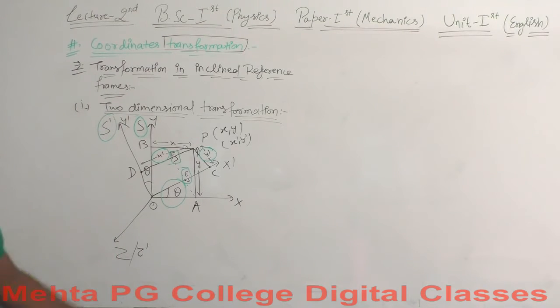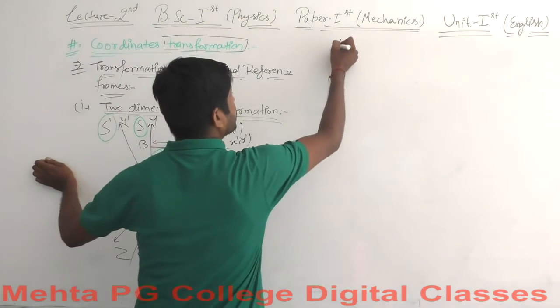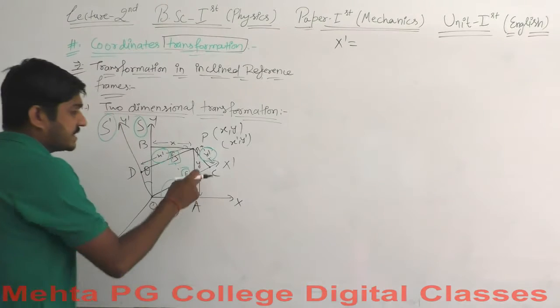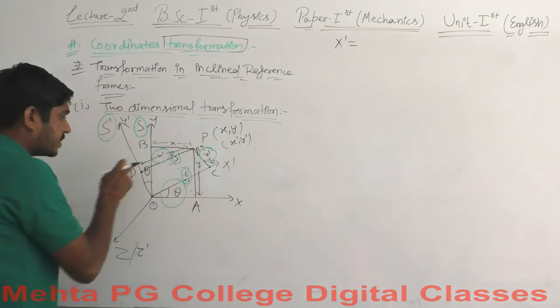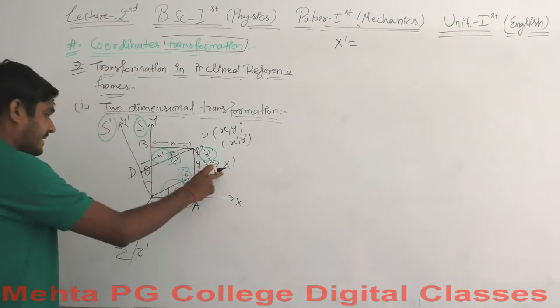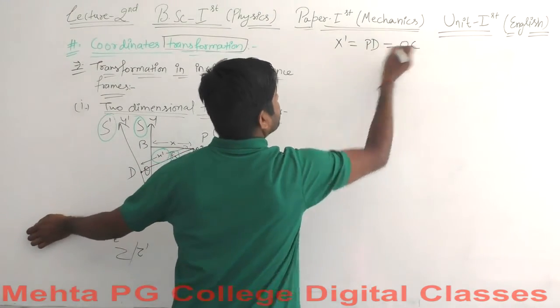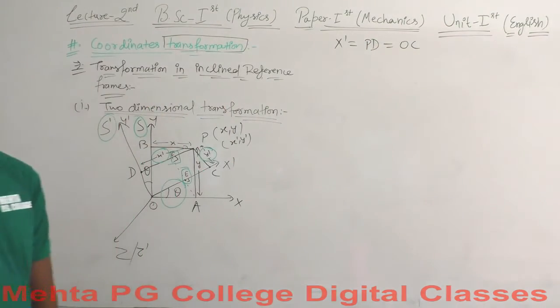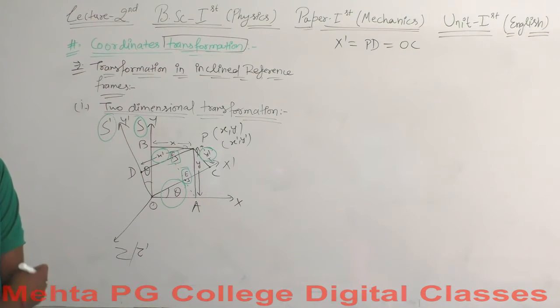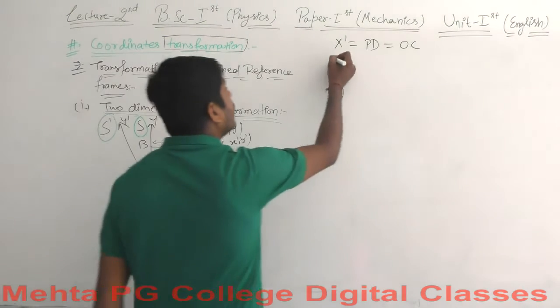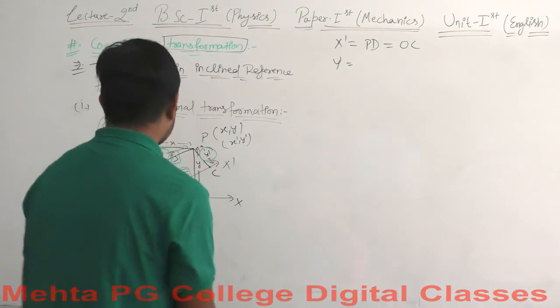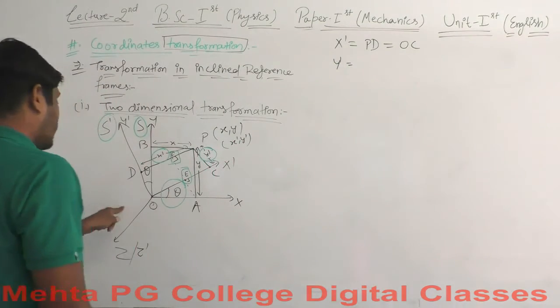Okay, so within this example we have the values of x dash and y dash. So what should be x dash? If you can see, the distance PD, or you can say CO, PD or OC is the distance for x dash, and similarly for y dash the distance must be PC or DO.